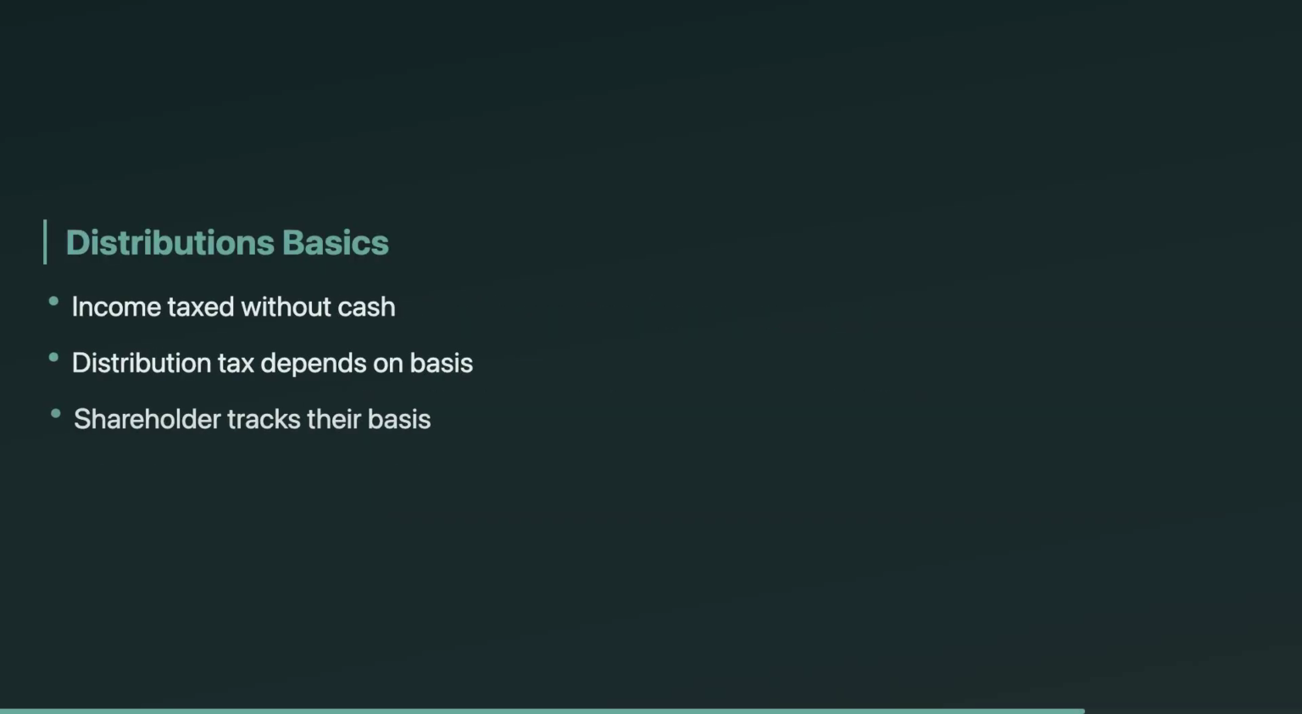Now, distributions. First, remember the order of operations conceptually. Shareholders are taxed on pass-through income, whether or not distributions happen. Distributions are a separate event, and the taxability depends on the shareholder's stock basis. And here's a governance rule they test. Distributions must be made pro rata to ownership on the same date to avoid creating a second class of stock problem.